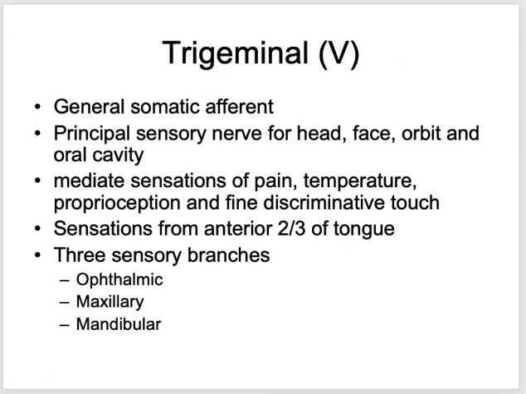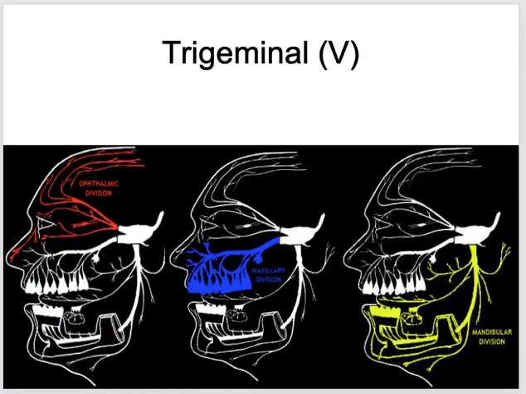Then we check the trigeminal nerve, which is the fifth cranial nerve. It carries the sensation of pain and touch from all over the face. It has three divisions: V1, V2, V3, or ophthalmic, maxillary, and mandibular. Shown over here, this is the ophthalmic. It carries the sensation from this part of the face, then maxillary and mandibular. So we check the sensation in this part, in this part, and then in this part.